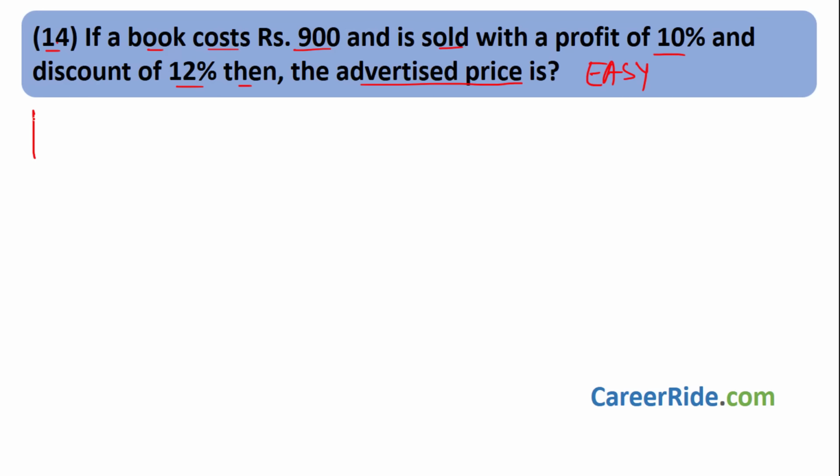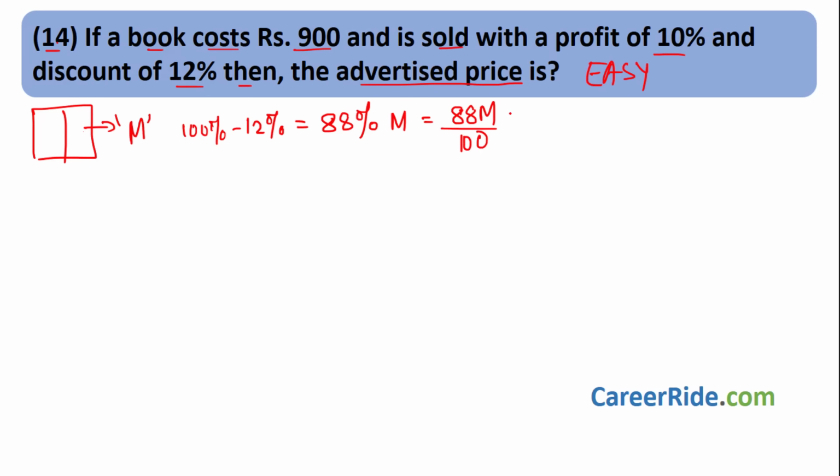Let us see. There is a book, okay? Now there is some advertised price or marked price or list price to it. Let us say we do not know that price, we have to find it. Let us say M rupees is the advertised price of it, marked price of it. Now the book is sold at discount of 12%. So what is the price of the book at which it is sold? It will be 100% minus the discount of 12%, that would be 88% of the original price or 88% of the advertised price or the marked price, that is 88M upon 100. So the book is sold for 88M upon 100 rupees, okay?